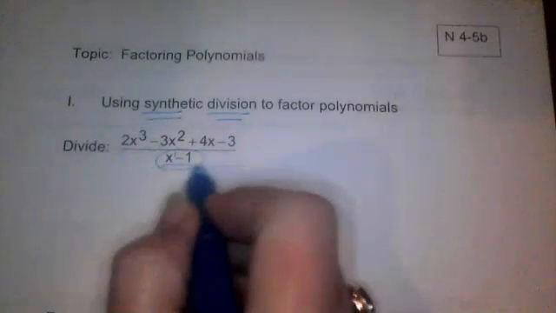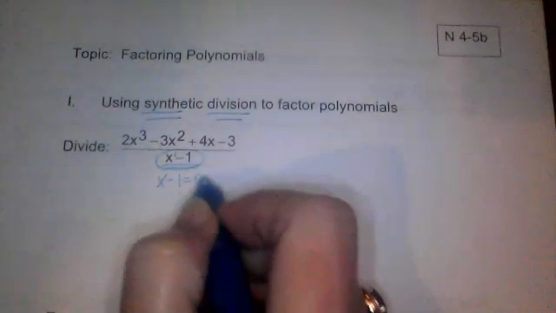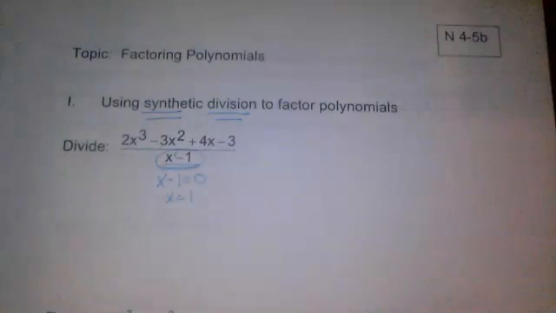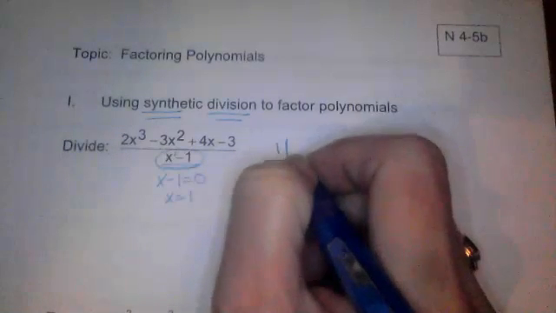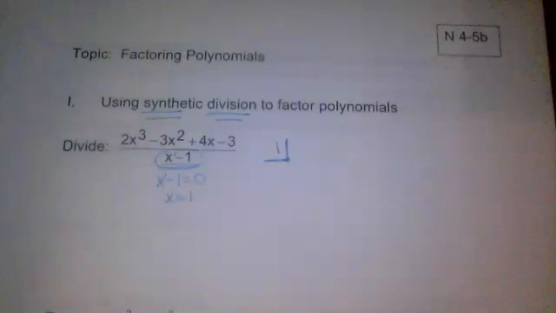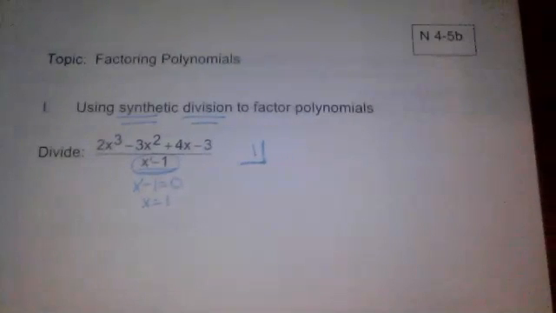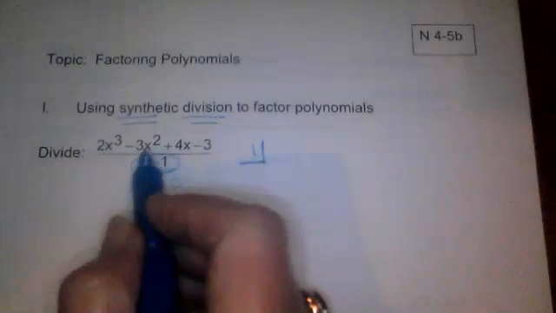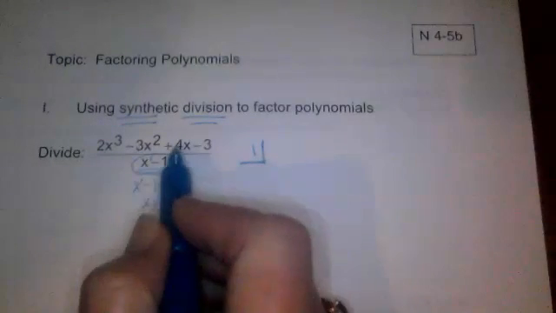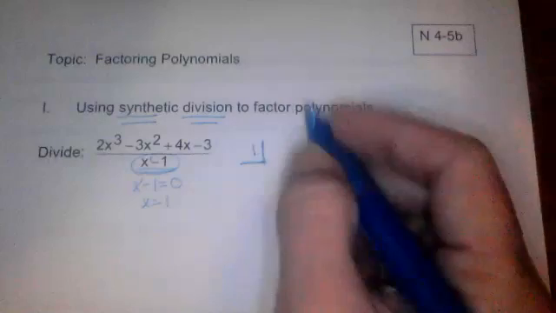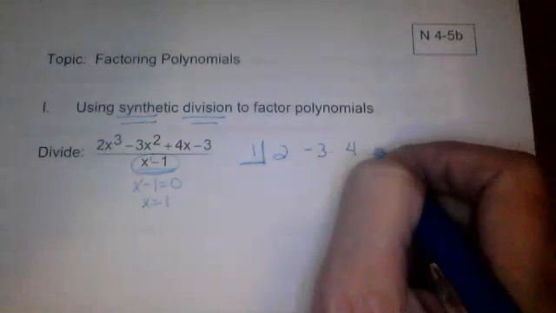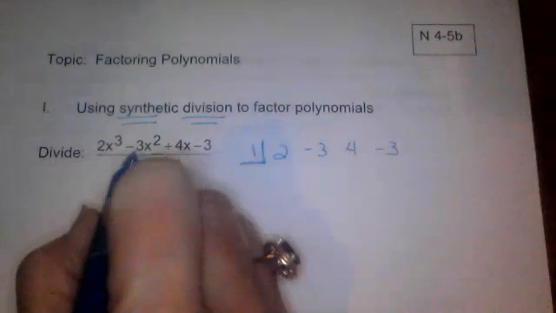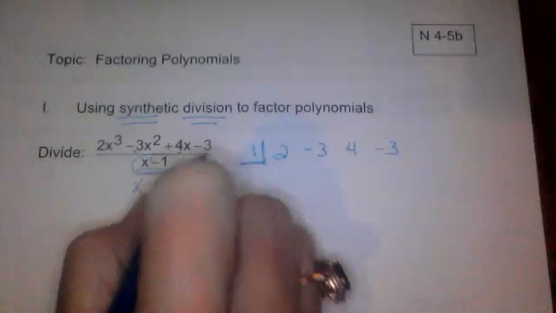We're going to take our divisor, set it equal to 0, and solve. So we get x is 1. And 1 is what we're going to put in our box, a little half box, to separate it from all of the coefficients of the thing we're dividing into. So we're going to list all of these coefficients out to the side. So 2, -3, 4, and -3.